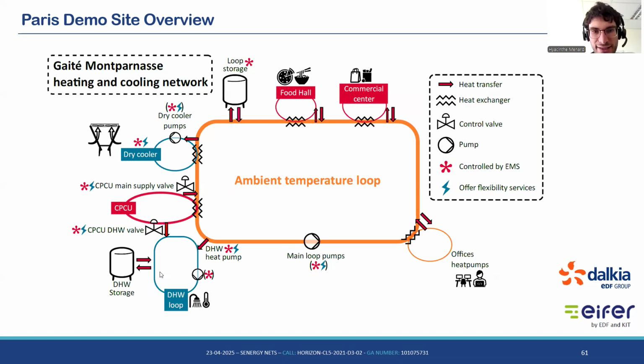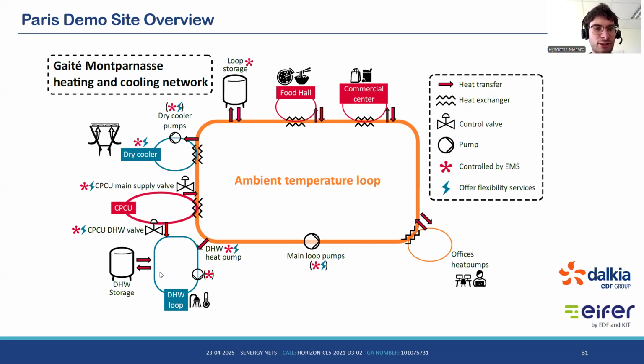This loop is also connected to a storage for storing the water, as well as the dry cooler that will be used in the case where the temperature in the loop is getting too high in order to reject the excess of heat. It's also connected via heat exchangers to what is called here the CPCU, which is the main district heating network of the city of Paris. So it will be used in the case of the temperature going too low.